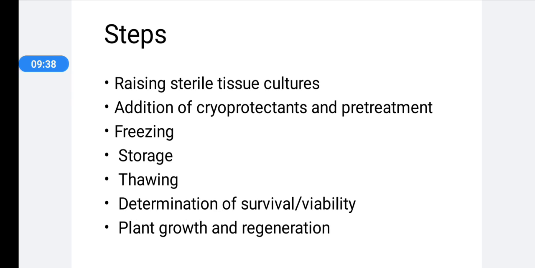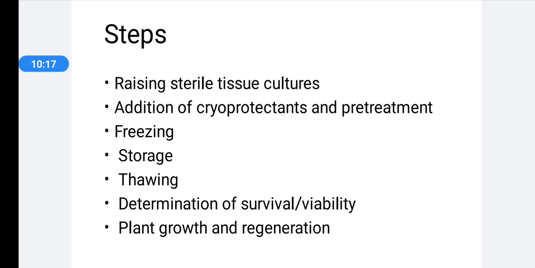For cryopreservation, we have to do certain steps. The first one is we have to first raise a sterile tissue culture. Then we have to add cryoprotectants, and we have to do some pre-treatment so that we can prevent ice crystal formation. Then we have to freeze them. After that we have to store. Then if we have to regenerate them, we have to thaw this frozen germplasm, and after thawing, you have to check for the survival or viability. Then we have to grow them and regenerate them. So these are the steps in cryopreservation. We will discuss each step.